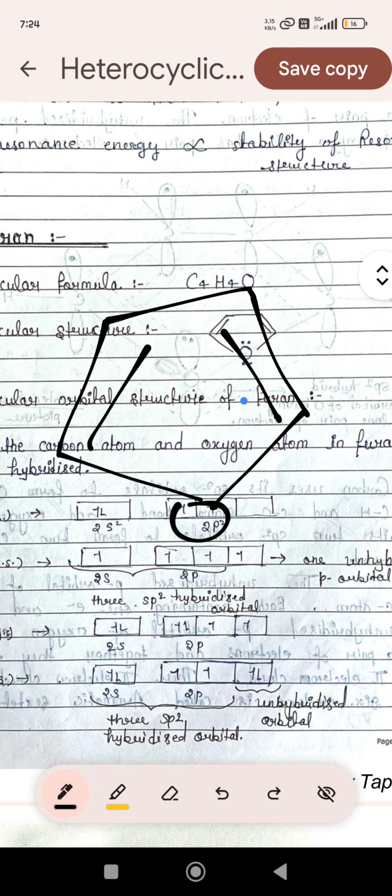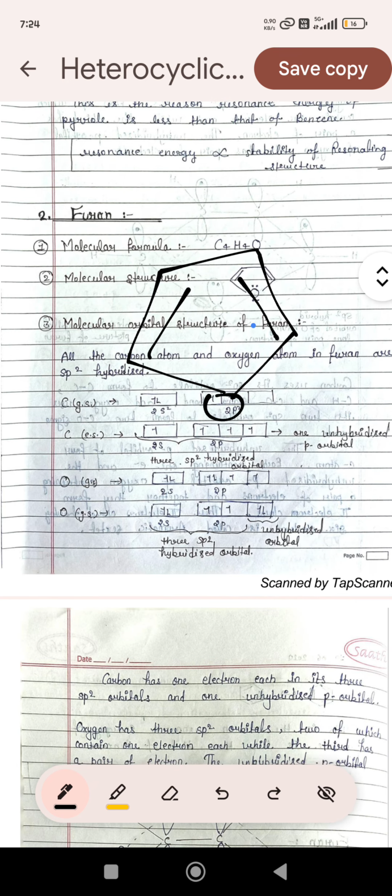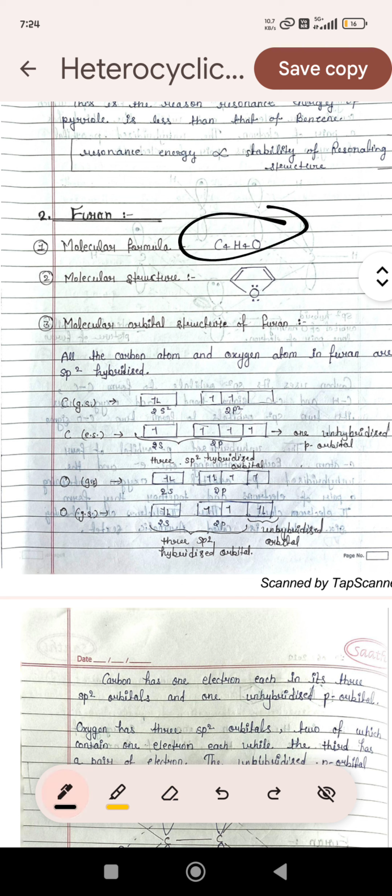Here is the presence of double bonds. It has a similar structure to pyrrole, where there is a nitrogen with hydrogen, but in this there is only oxygen with no hydrogen. So the formula is C4H4O. The molecular structure is a 5-membered ring in which 4 are carbon and 1 is a heteroatom, that is oxygen.